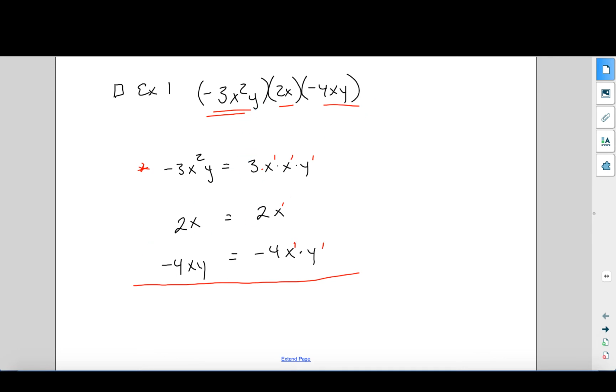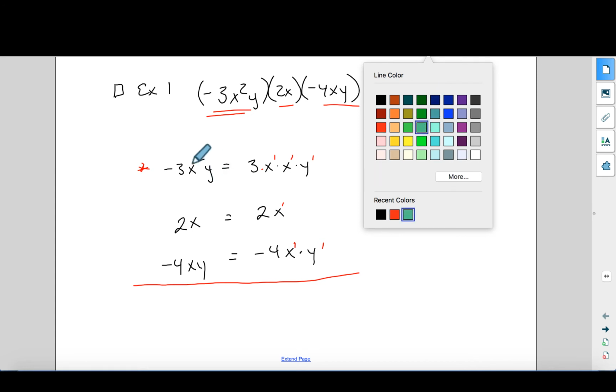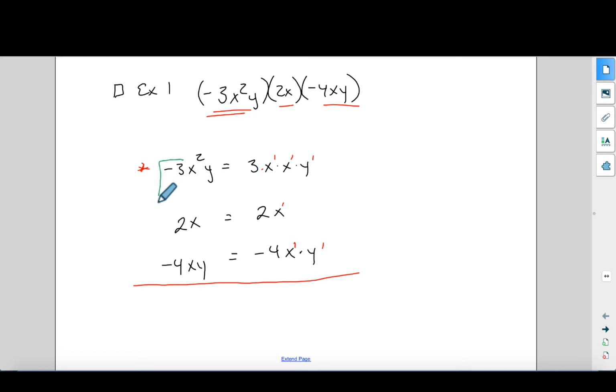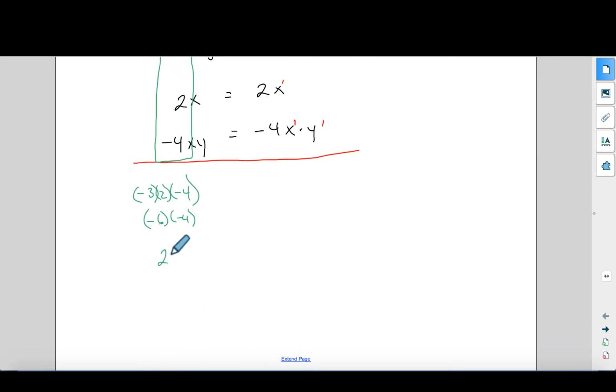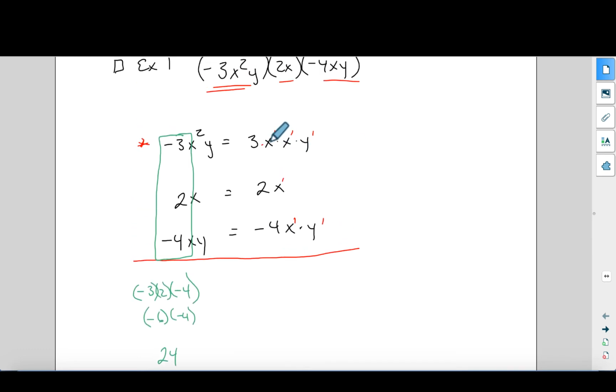Okay, now how do we proceed with the multiplication? Well, the multiplication becomes very easy, because what we're going to do is multiply what are called coefficient terms, the numbers. So a -3, I'm going to put them all in parentheses, times 2 times a -4. -3 times 2 is -6, times a -4 gives us a total of 24. Now we've got our number. Now let's go back up and count how many x's we have. We have 1, 2, 3, 4 x's. So we're going to put x to the 4th power. How many y's do we have? 1, 2. Y to the 2nd. So our answer is 24 x to the 4th, y to the 2nd.